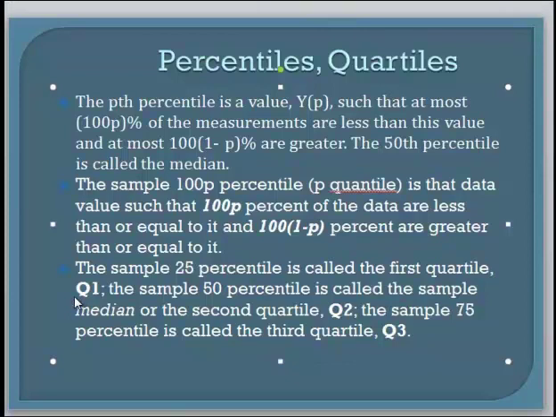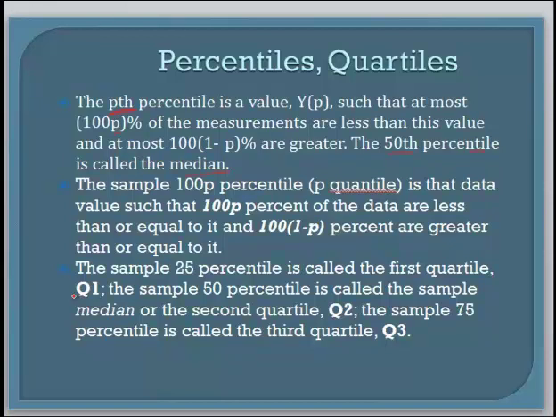So this is really easy. It's just putting it into words that makes it seem more difficult than it actually is. We say the pth percentile is a value, y of p, such that at most 100p% of the measurements are less than this value, and 100 times 1 minus p% are greater. The 50th percentile is called the median.